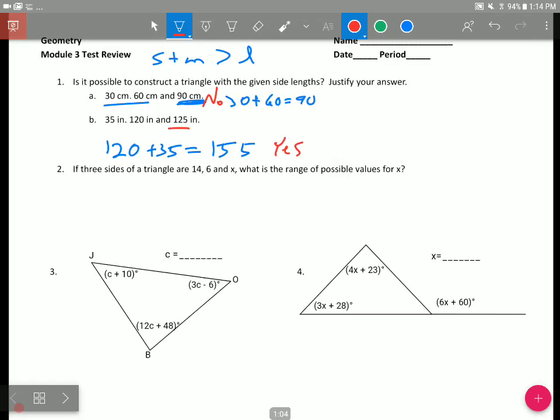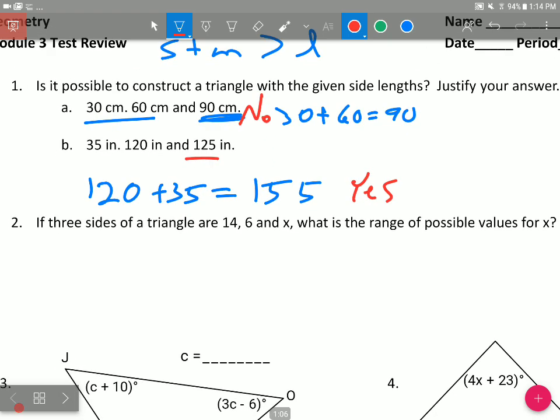If the three sides of a triangle are 14 and 6, and something we don't know, what is the range of possible values for x? Okay, remember if we add them, 14 plus 6, that gives us our max. If we subtract them, 14 minus 6, that gives us our min.